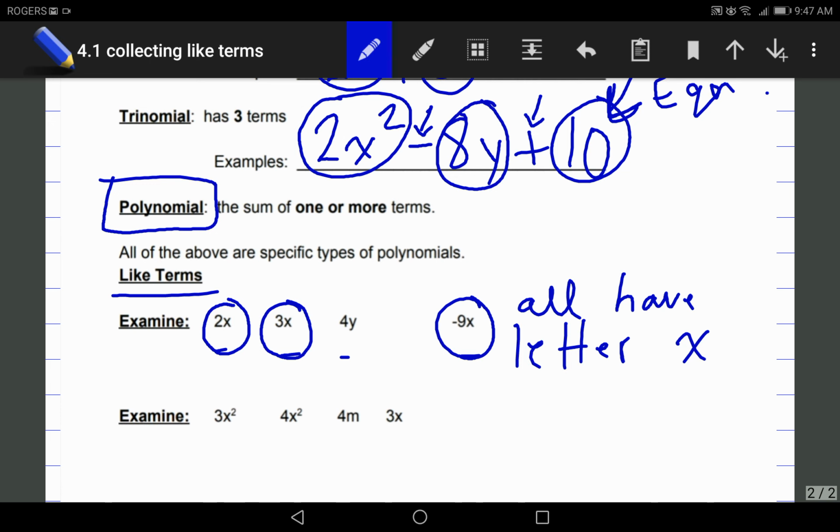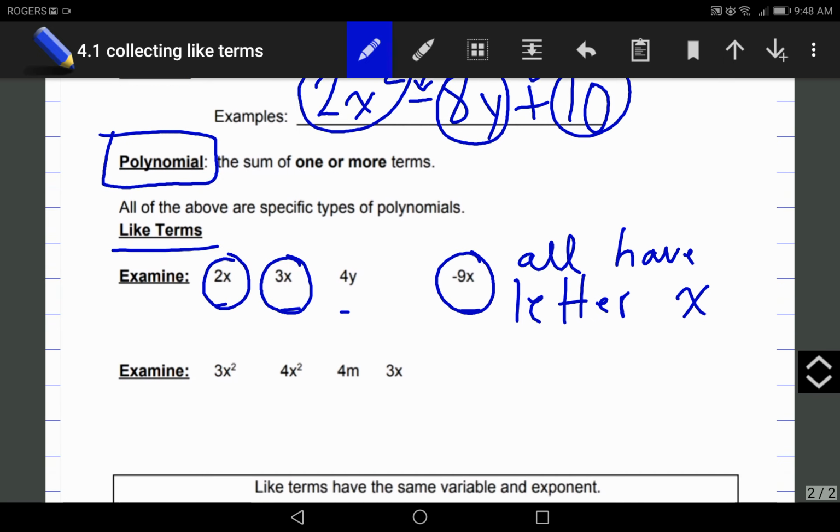So if we saw 2x, 3x, and negative 9x in an expression, we would be able to collect them together. Basically say 2x plus 3x is 5x, minus 9x would be negative 4x, for example. 5x minus 9x is negative 4x if you did that on your calculator. Okay? But we wouldn't be able to do anything with that 4y. That 4y has to just stay the way it is.